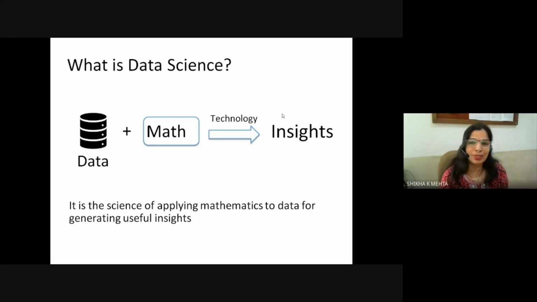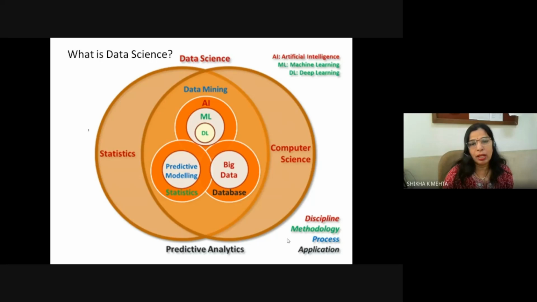Since the mathematics community is there, I tried to create one equation for the same. When we apply the mathematics on the data, catalyzed by, the catalyst is the technology, to drive the insights for the business so that we can make the important decisions and drive the value out of it. And here you see what data science is. Data science is basically a multidisciplinary field.